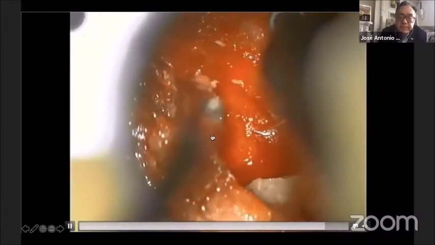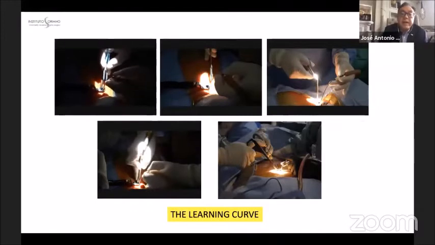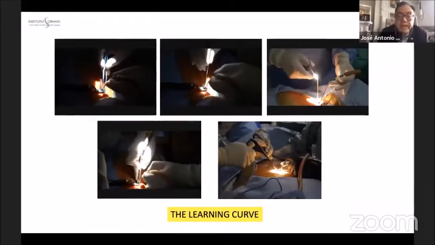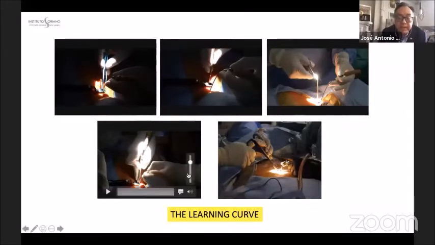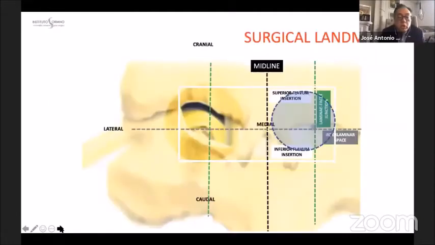The second step is to drill the lamina, the inferior third of the upper lamina and the superior third of the inferior lamina. It's very important in the learning curve to understand that we have to get the skills to move all the instruments inside the very small working channels. So the next step is to identify clearly the surgical landmarks, which are the midline, the upper and inferior lamina, the interlaminar space, and especially the laminofacet junction.